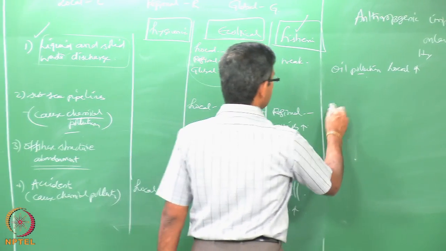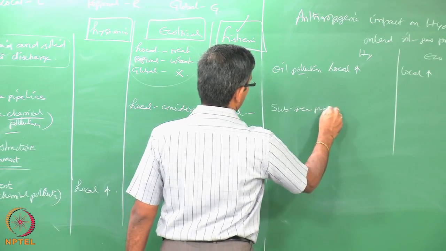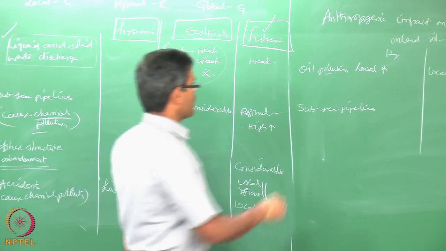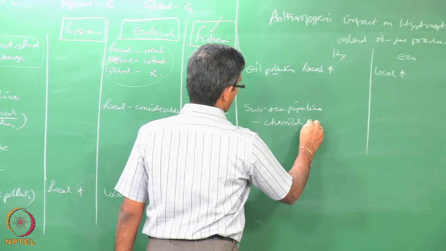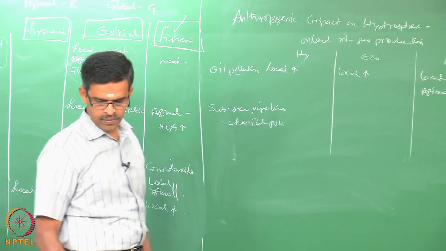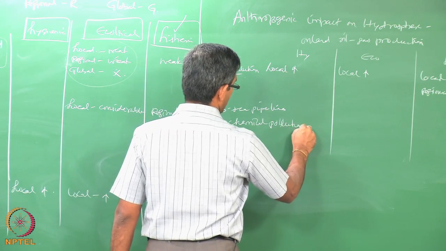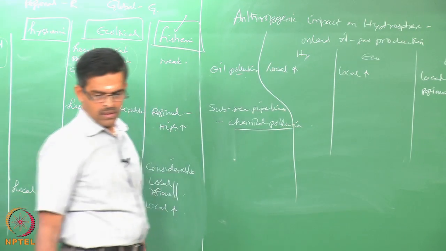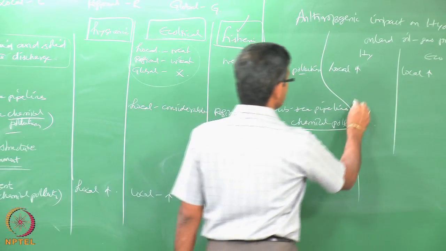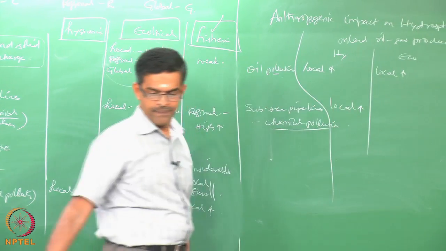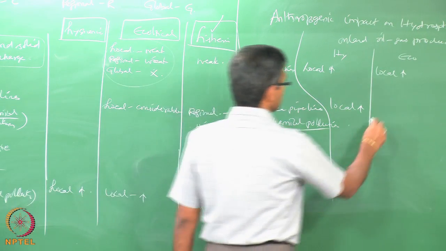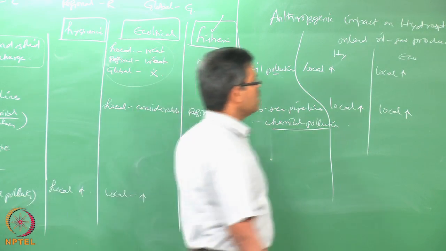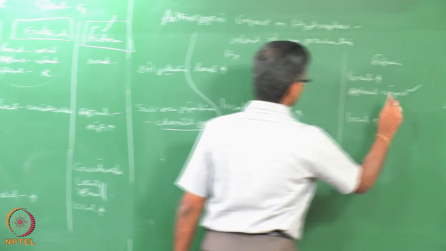Subsea pipelines are also laid for on land oil and gas production, which results in chemical pollution. Their local impact in hygienic perspective is very high. Their local impact in ecological perspective is very high, and the local impact in fisheries perspective is also very high.